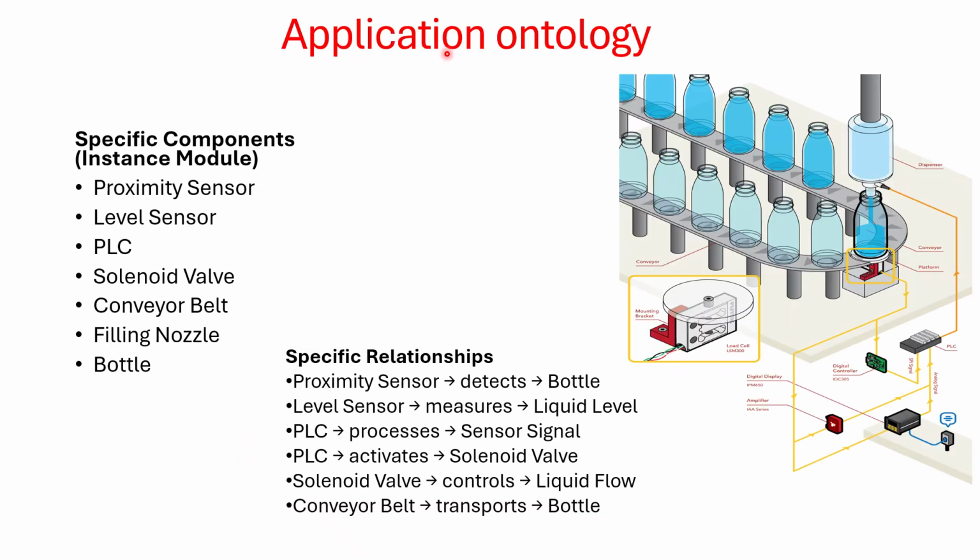In the application ontology, we apply the reference ontology to a specific application. That is an application ontology. The system here is an automatic bottle filling system that detects a bottle, fills the liquid, and controls the entire filling operation. This ontology is divided into different models to organize the system knowledge efficiently.